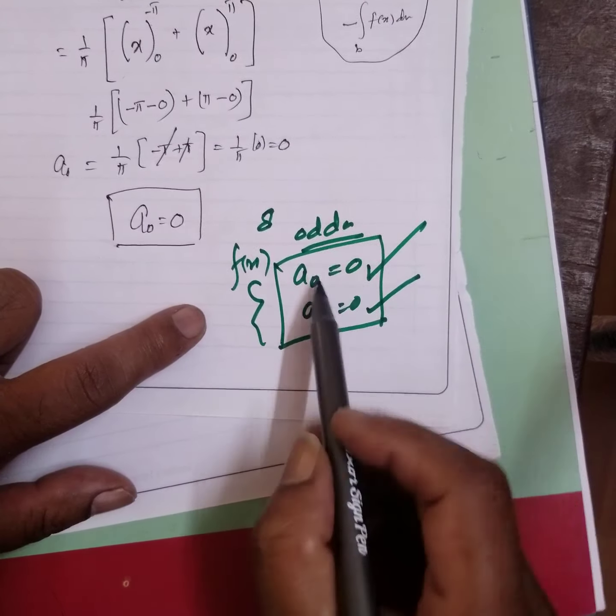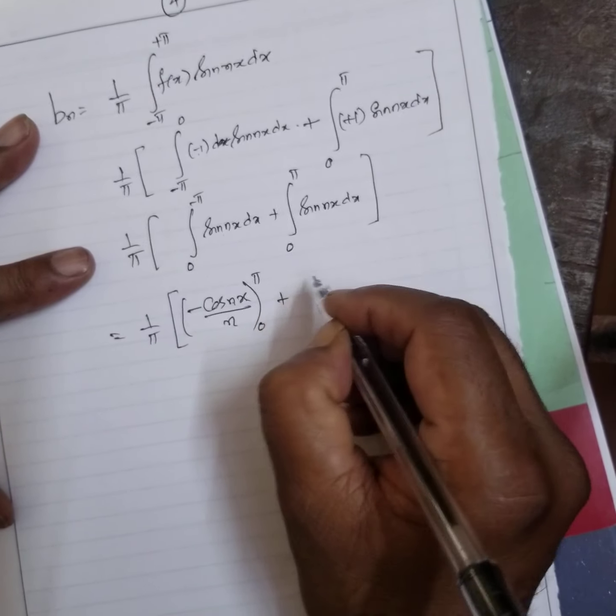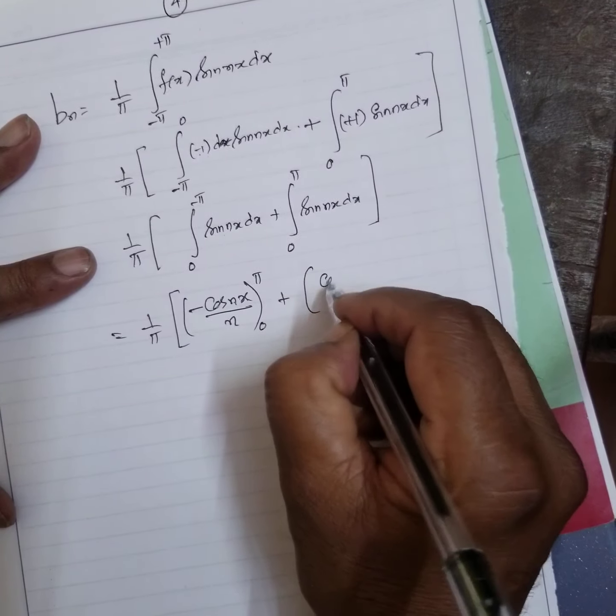Therefore 1 by pi, I am interchanging the limit. 0 to minus pi, the sign goes up. Here sin nx dx plus again 0 to pi sin nx dx. 1 by pi. Integral of sin is what? Minus cos nx divided by coefficient of x, which is n, from 0 to pi, plus again here also cos nx by n, from 0 to pi.